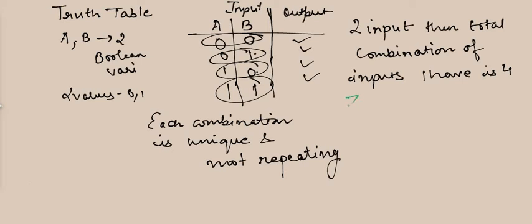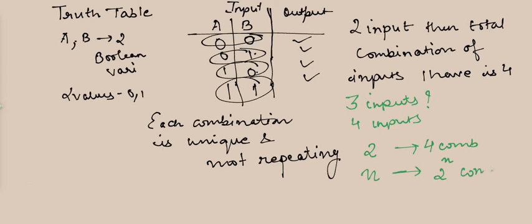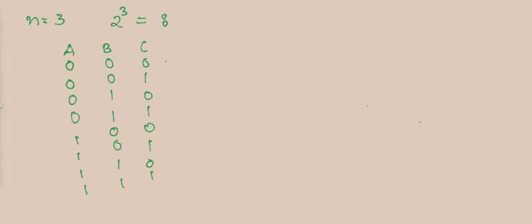But what if I have 3 inputs or maybe 4? So for 2 inputs you have 4 combinations. Now for n inputs you will have 2 raised to the power n combinations. For example, if my n is equal to 3, then the total combinations become 2 raised to the 3. What is it? It is 8. Now if I have A, B and C, then I again perform the very same trick I told you earlier to achieve all the possible combinations. So as you can see, 1, 2, 3, 4, 5, 6, 7, 8 combinations I have, and they are totally unique. Not one of them is repeating.